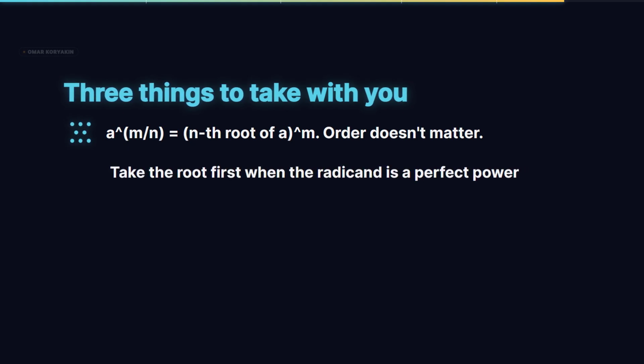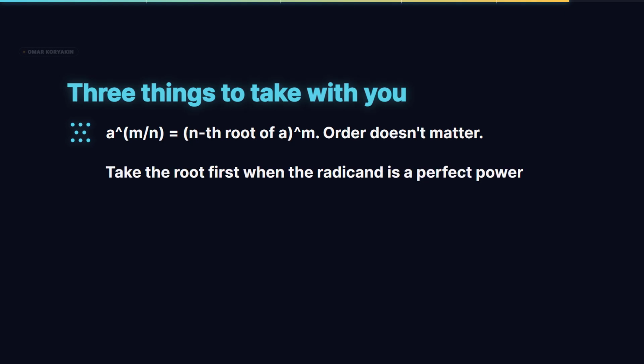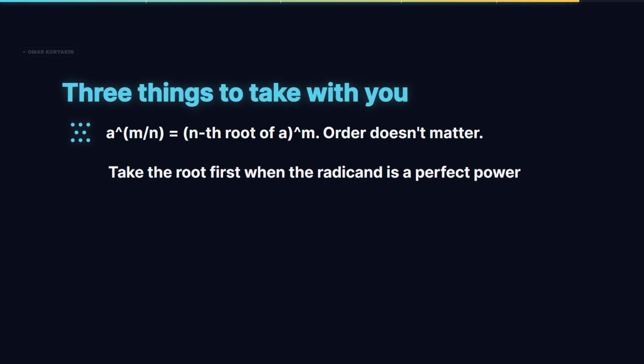Strategy: take the root first whenever the radicand is a perfect nth power. The intermediate result is a small integer, and raising it to the small power m is trivial. Power first works algebraically but produces large intermediate numbers.